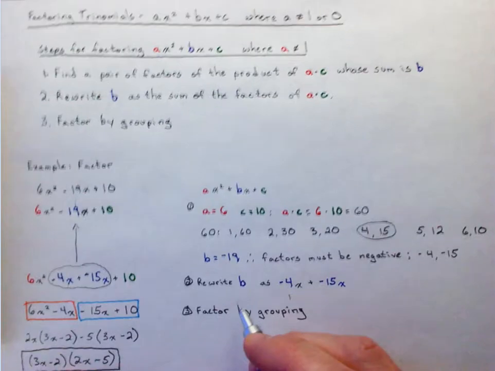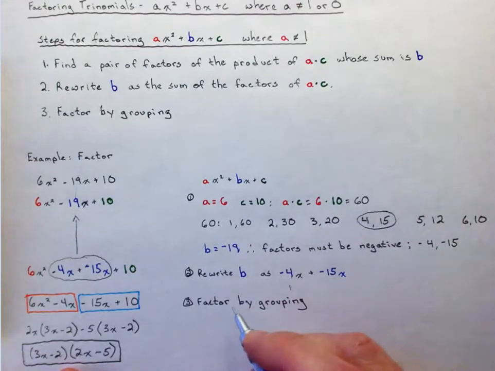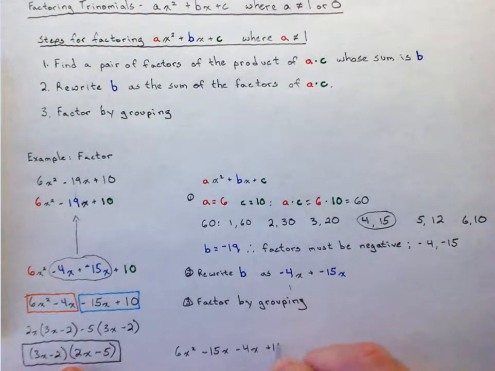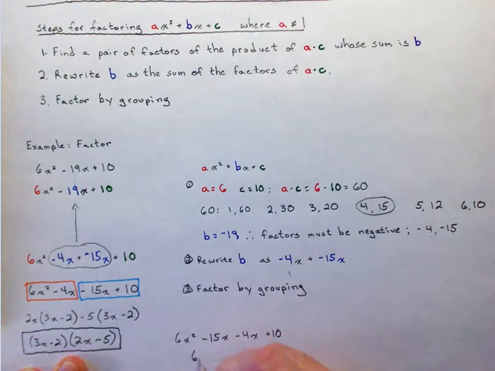So let's check our work. I have 3x minus 2 times 2x minus 5. That becomes 6x squared minus 15x minus 4x plus 10, which becomes 6x squared minus 19x plus 10. That's what we started with. We are correct.